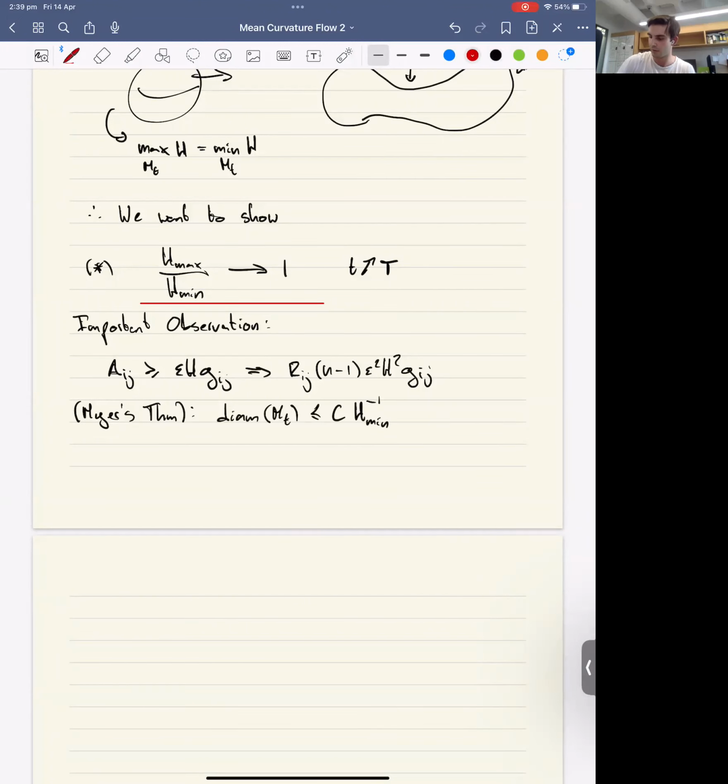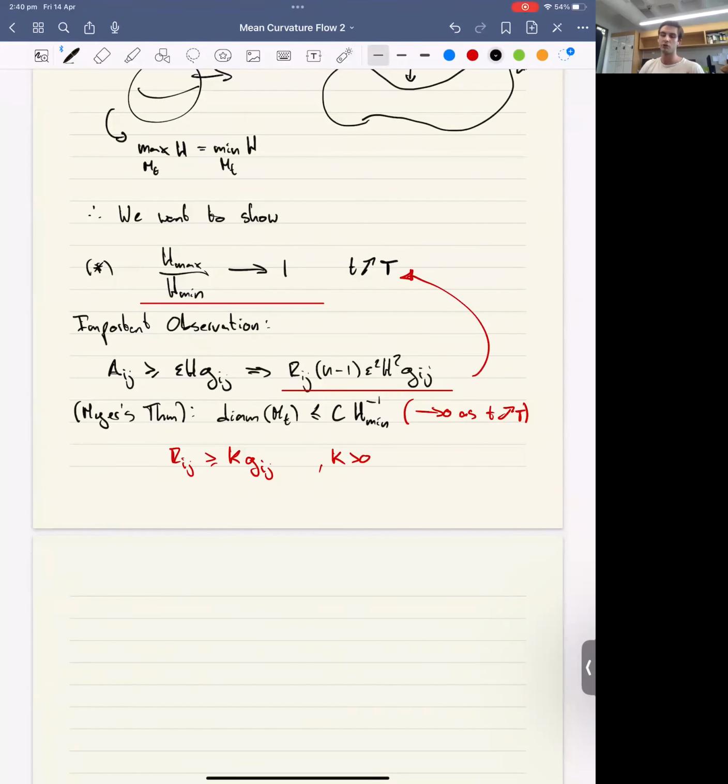So Bonnet-Myers says that if we have an inequality of this form, so Ricci curvature being greater than or equal to K times the metric, some constant K bigger than 0, then our manifold is compact, has finite fundamental group, and also that we get a bound on the diameter of the manifold in terms of K. And I'm also getting that this is going to go to 0 as T approaches the maximal time due to this inequality above.